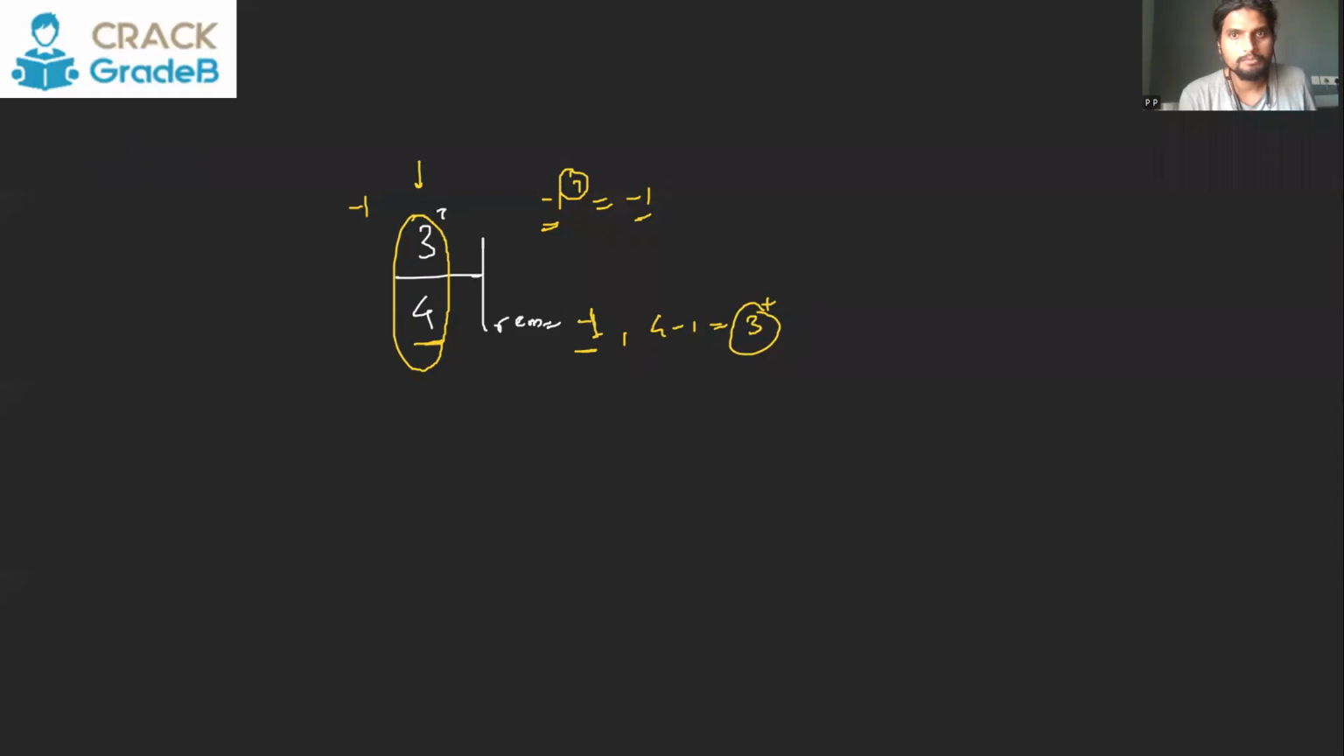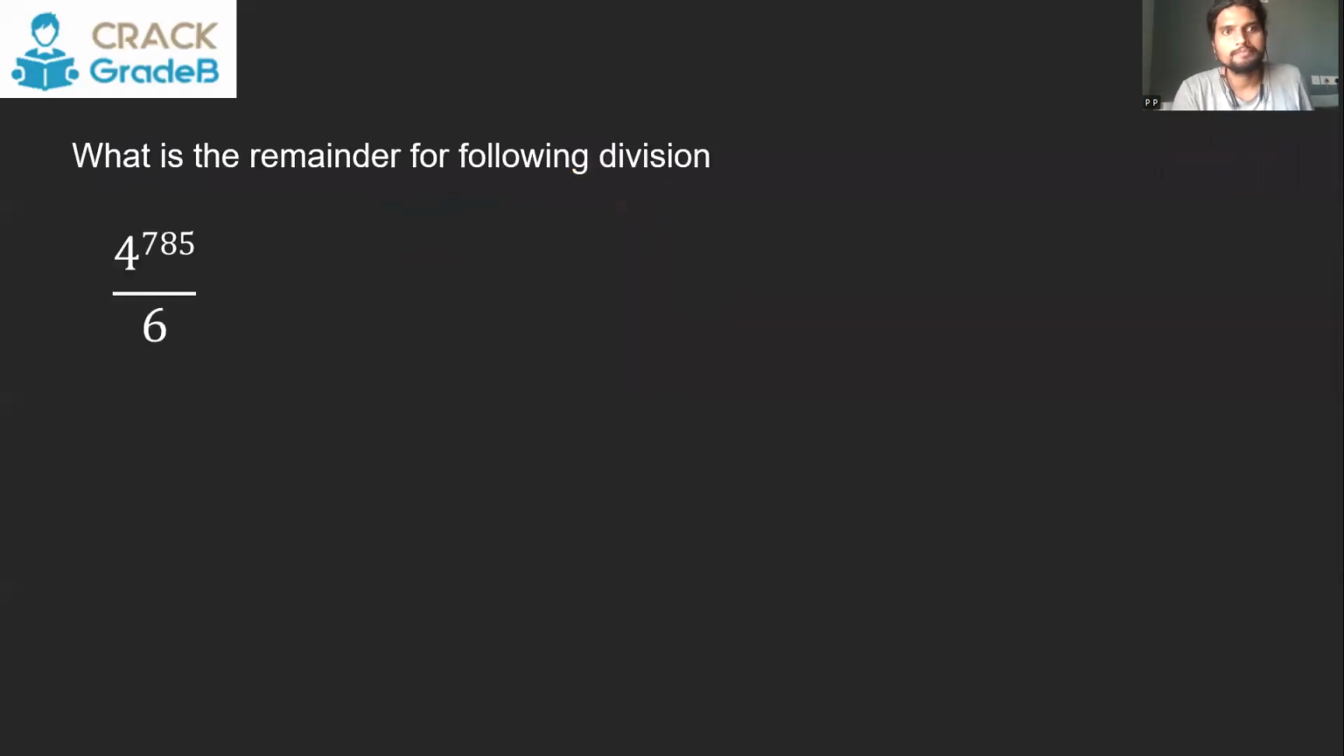Let's solve some questions based on this. What is the remainder for the following division? You can use different theorems here, but the easier one we can use first is the cancellation rule. We can cancel out 2 from both sides.